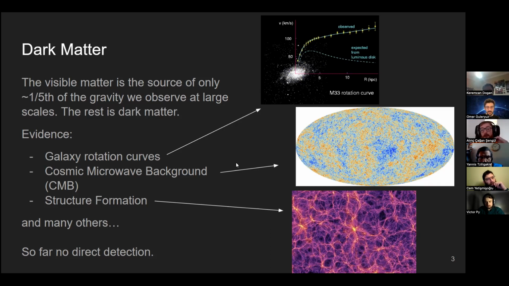Another really important evidence comes from the cosmic microwave background. This is the light that we observe from the very earliest moments of the universe, roughly 400,000 years after the Big Bang. It traverses the entire universe and reaches us today. And it covers the entire sky except for some galactic regions that we have to mask.